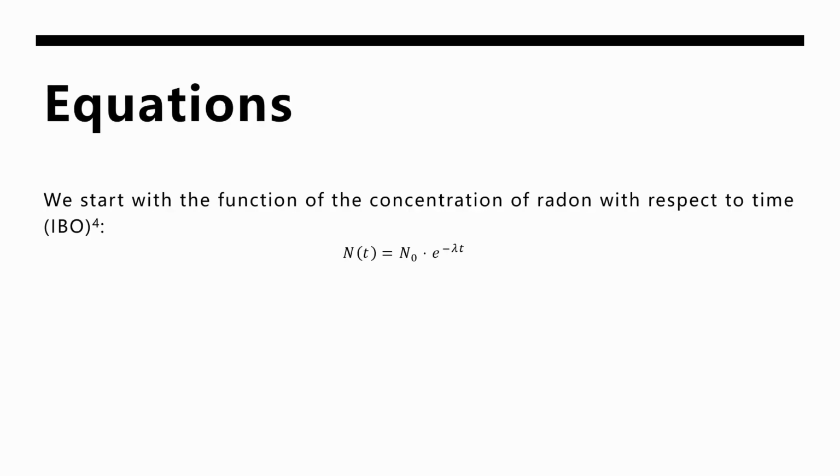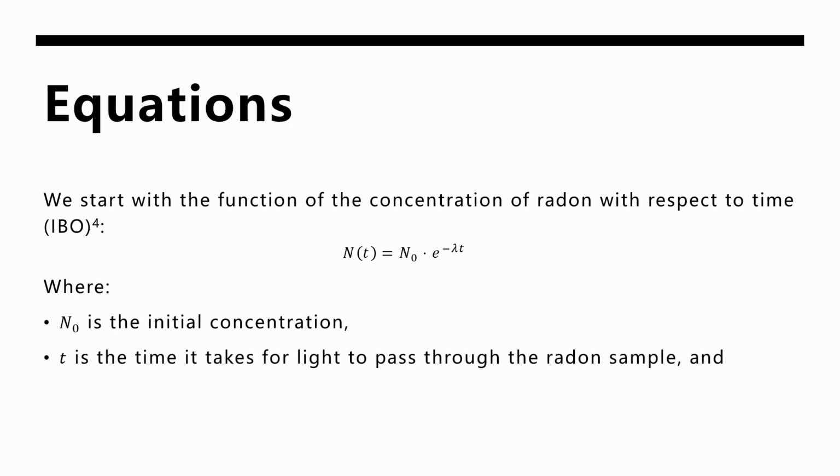The function of the concentration of radon with respect to time, which is sourced from IB, I don't know where else to source this from, is Nt equals N0 times e to the power of negative lambda t, where N0 is the initial concentration, t is the time it takes for light to pass through the radon sample, and lambda is the decay constant.